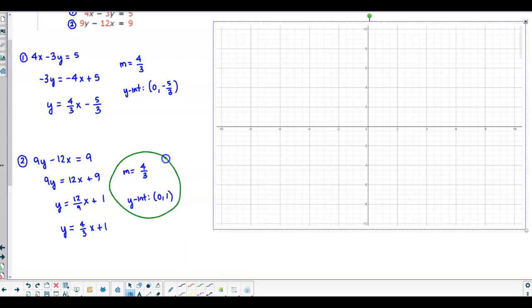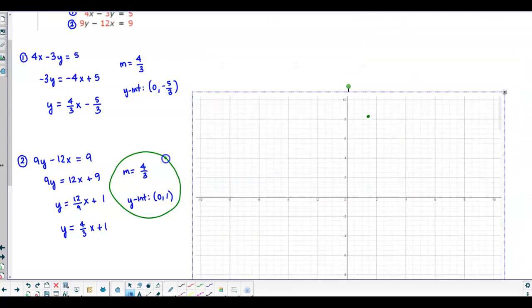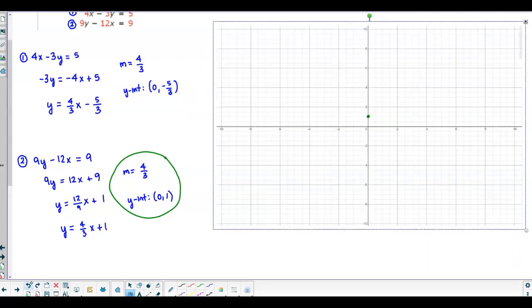It has a y-intercept at 0, 1. So we're going to plot 0, 1. And then we're going to use our slope, and it tells us to go up 4. So we're going to go up 1, 2, 3, 4. And then to the right 3. 1, 2, and then 3.